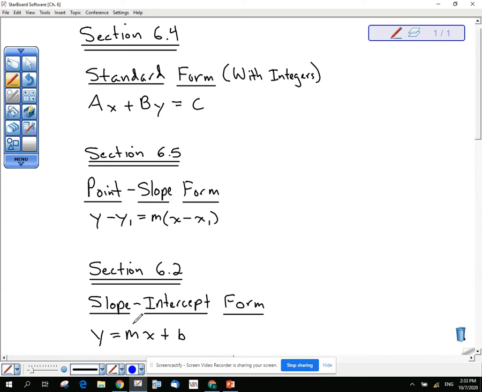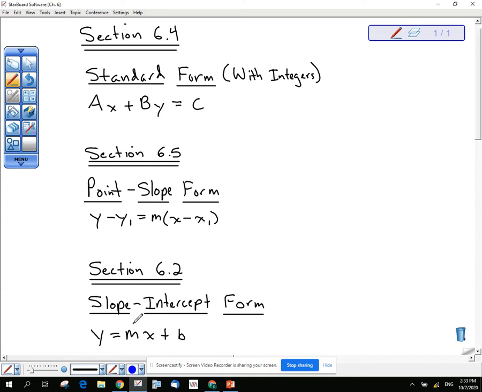When teaching it the traditional route, in that order, 6.2, 6.3, 6.4, 6.5, what tends to happen is students feel like slope-intercept form is home base, it's the most comfortable one, and it's the one that they try to do everything out of. I'm trying to break you of that. I want you to see the value in each of these three forms, and I feel like by doing standard form first and point slope second, I have a better chance of convincing you of that.